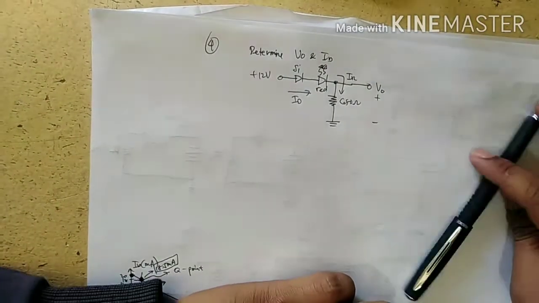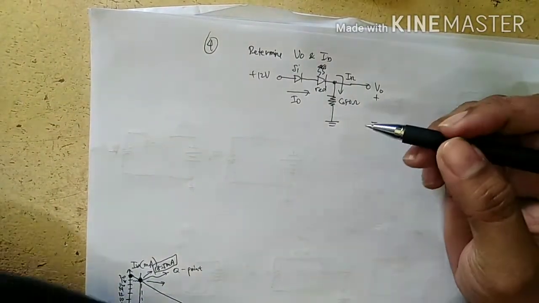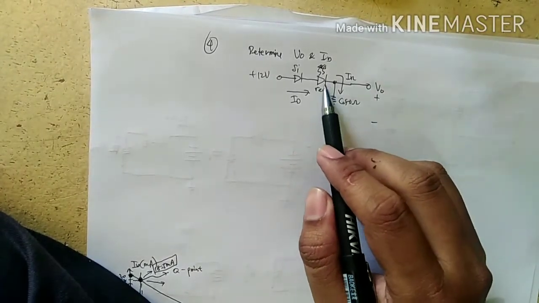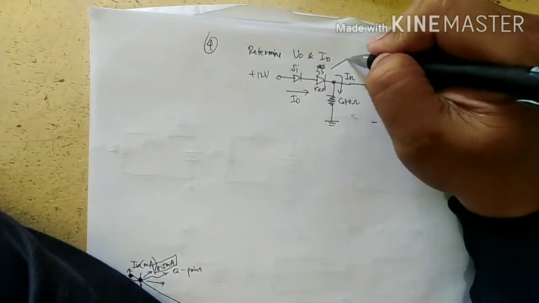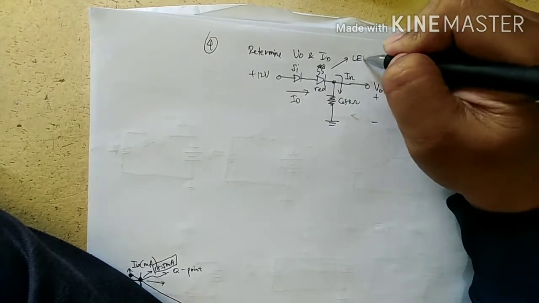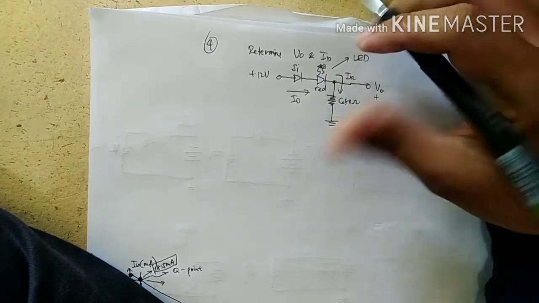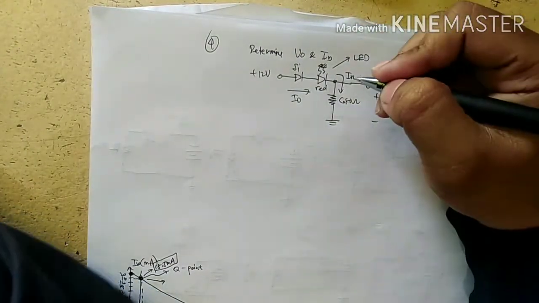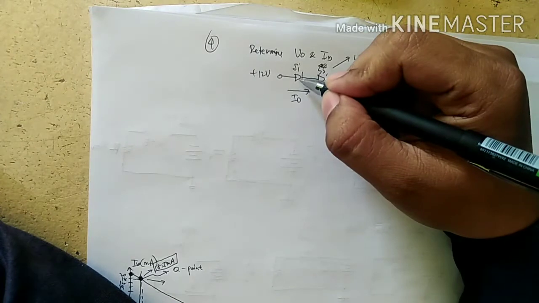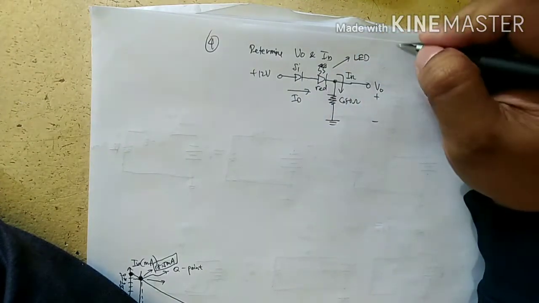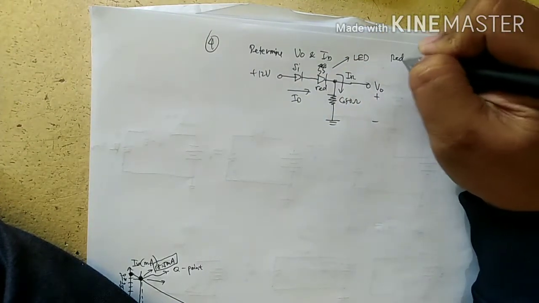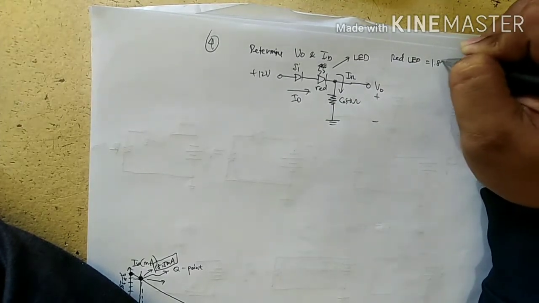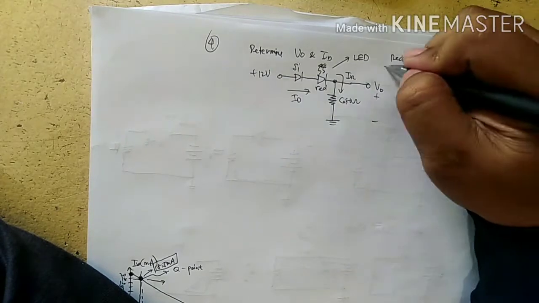Okay, let's have another example. As you can see, there are two diodes, but one of them is an LED, a light emitting diode. It is just a diode, but it lights up. The color it emits is red. For silicon, the voltage drop is 0.7. For a red LED, the voltage drop is equal to 1.8 volts.